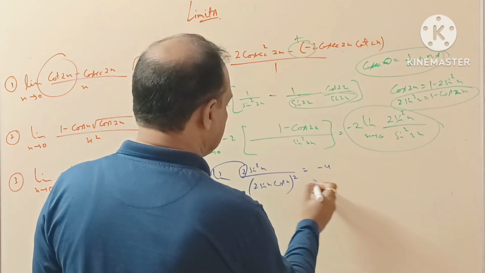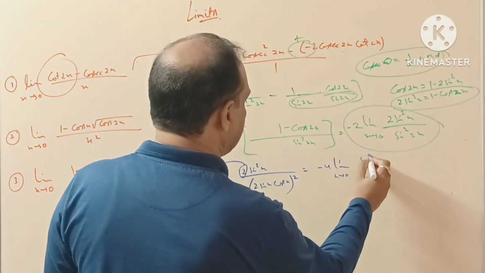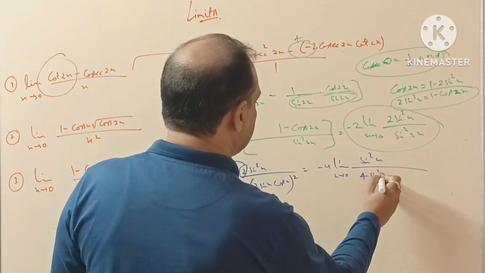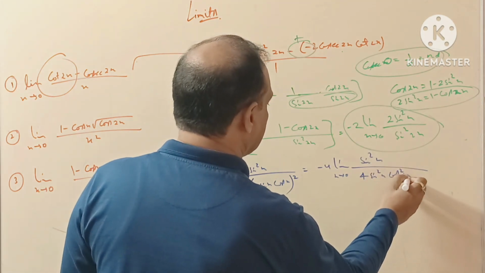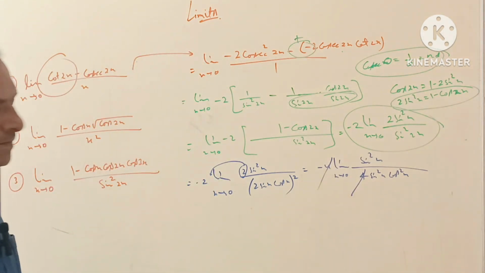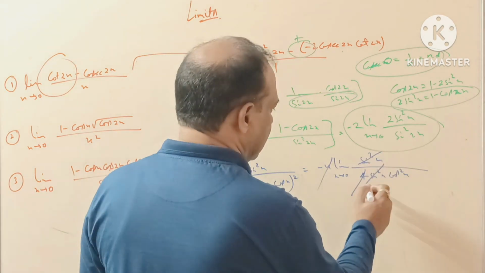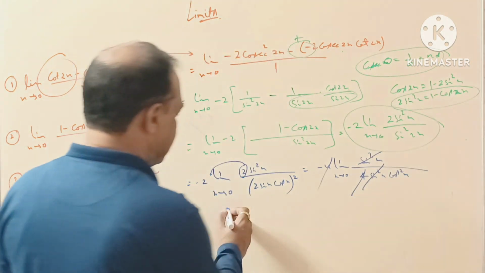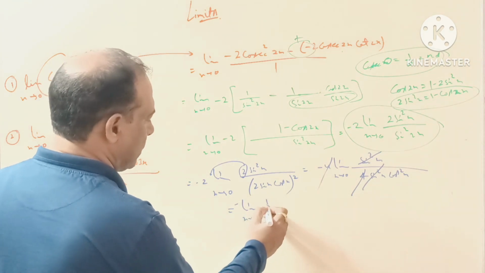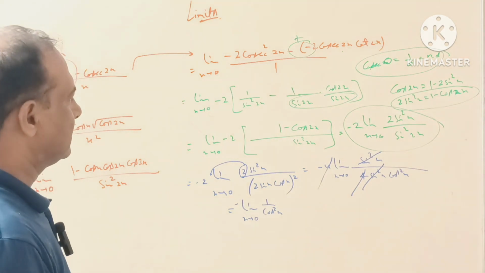I can take it out, this 2 can go here, this will become minus 4, and this is square here. This is limit x tends to 0, you will have sine square x, and in the denominator you will have 4 sine square x and cos square x. This 4 will cancel out the 4 here. Now this sine square will cancel out this sine square x, and you will be left with limit, minus sign is there, x tends to 0, 1 over cos square x.